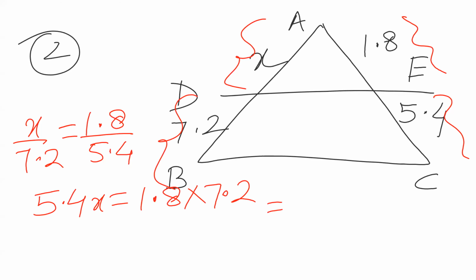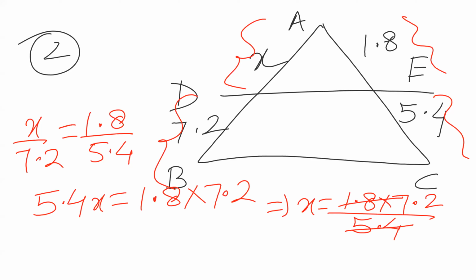And what will be the value of x? 1.8 into 7.2 divided by 5.4. 1.8 and 5.4 would be cancelled. So this will become what? 18 into 4. 18 into 3 is what? 54. And 72 by 3 is 24. 1 point is there. So it will become what? 2.4. Yes. Okay.